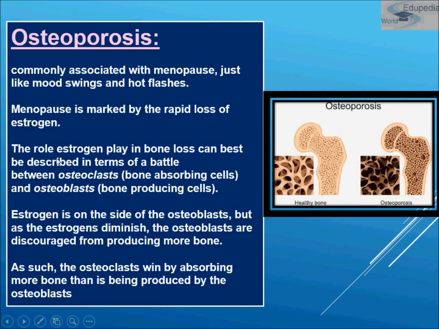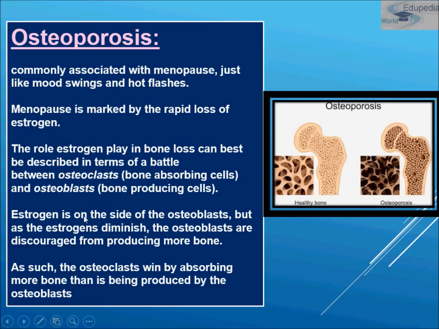Okay, so the role estrogen plays in bone loss can best be described in terms of a battle between osteoclast and osteoblast. Osteoclasts are the bone absorbing cells, and osteoblasts are bone producing cells. See, osteo means bone, clast means absorbing, blast means producing. So osteoclast is bone absorbing and osteoblast is known as bone producing cells.